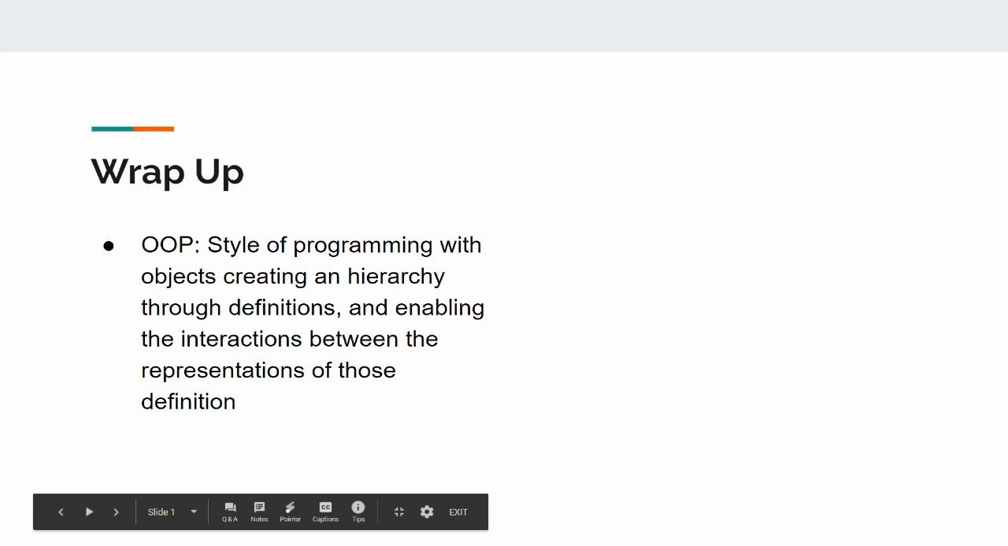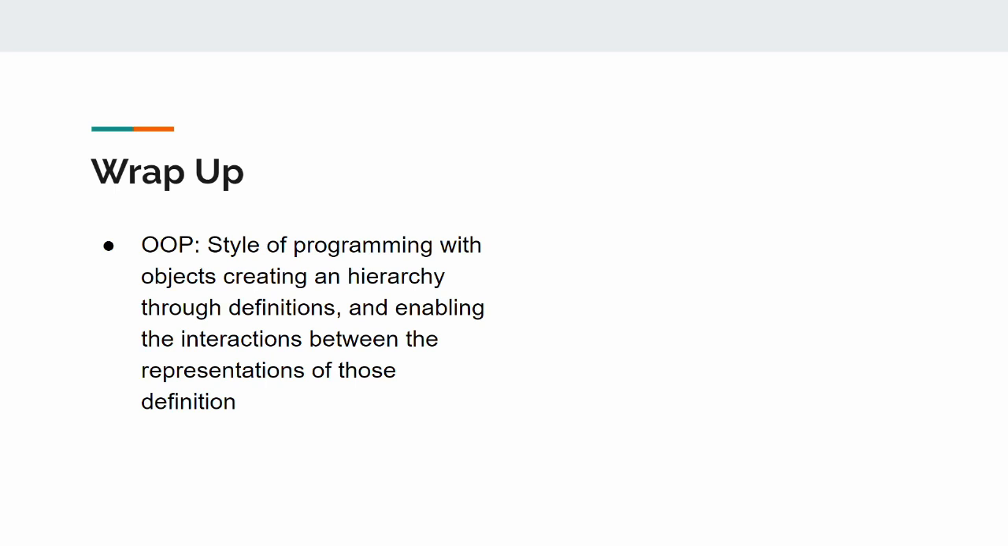So, we've been discussing a lot about OOP, so let's bring the definition to a head. OOP is a style of programming with objects creating a hierarchy through definitions and enabling the interactions between the different representations of those definitions. So, it's just objects interacting with each other. Let's not sugarcoat it. As long as you understand the difference between an object and a class and then the proper ways of using them, you will be just fine with OOP.